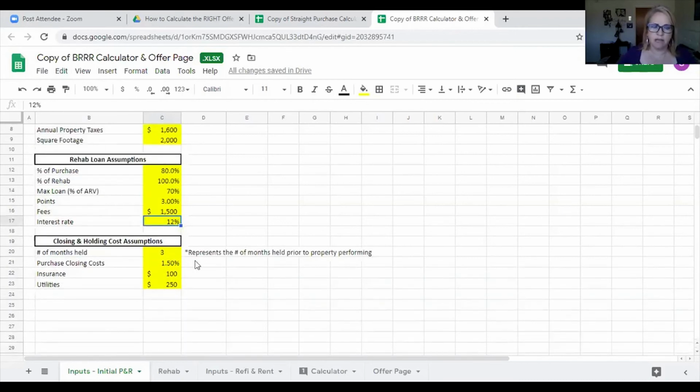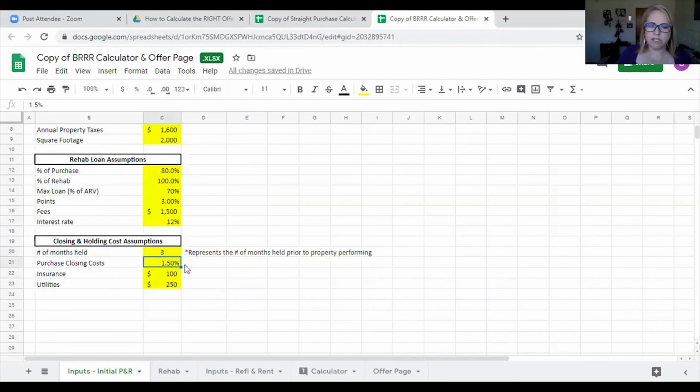Then what are some of the other closing and holding assumptions? For the purpose of showing you this, I'm going to assume we're holding the property for 3 months during the rehab. Realistically, that's probably a 2-month rehab plus a month for marketing. Hopefully it's faster than that. It's always our goal to have tenants in there within 8 weeks of us closing on the deal. Sometimes it works out and sometimes it doesn't, but that's always our goal.